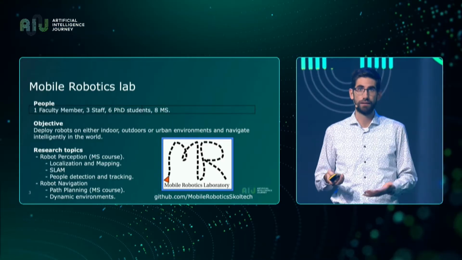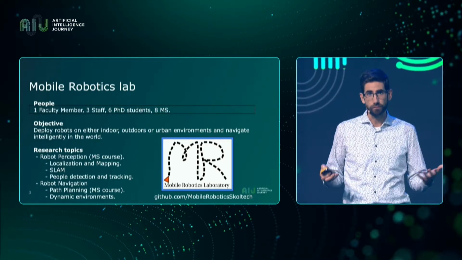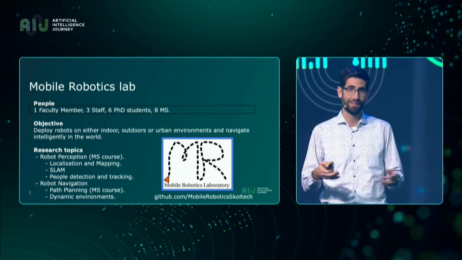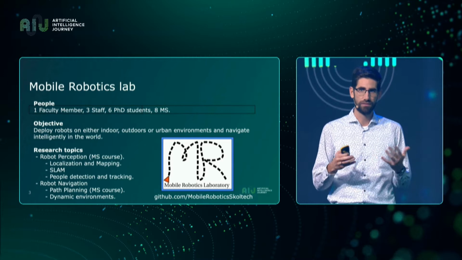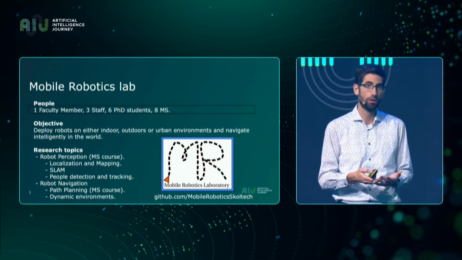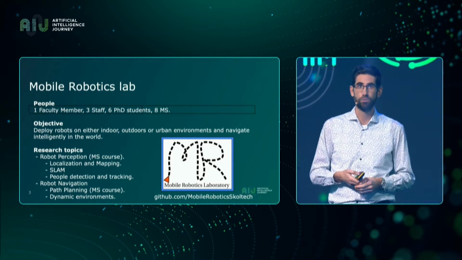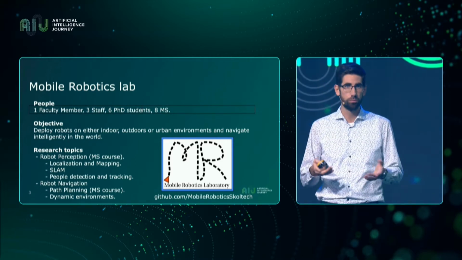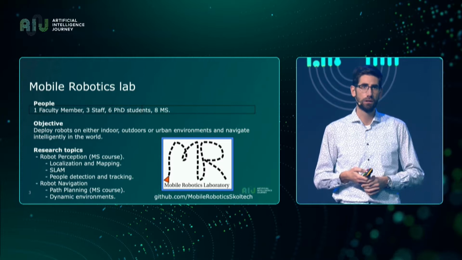So topics here include localization and mapping, SLAM. We also work with people detection and tracking because, well, at the end, part of this research goal is not just to create robots that navigate on their own, but they live in the physical world, and this is inhabited by humans, right? So we definitely need to include people in the loop. We'll give some examples later in the talk.